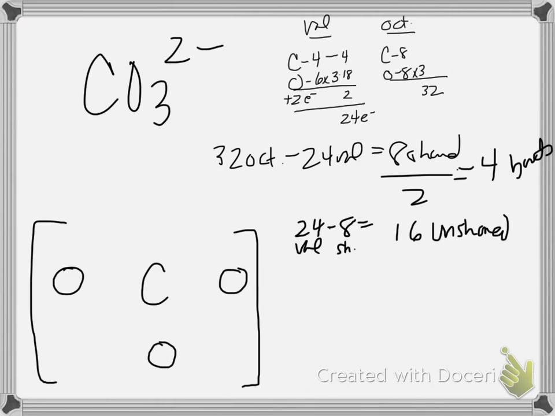What does that mean I have to do somewhere? Double bond. Okay, well, why not here? 1, 2, 3, 4. Where do my unshareds go? 1, 2, 3, 4, 5, 6, 7, 8, 9, 10, 11, 12, 13, 14, 15, 16. And I put my charge out here, 2 minus.